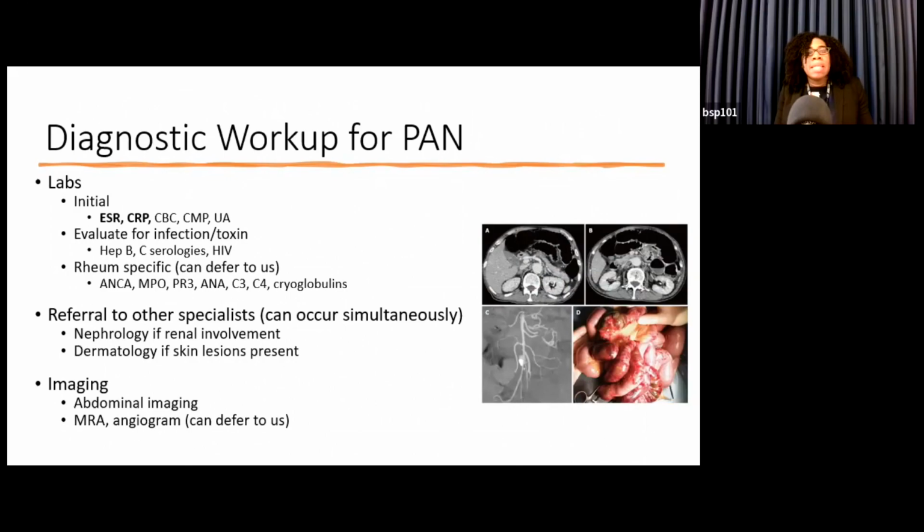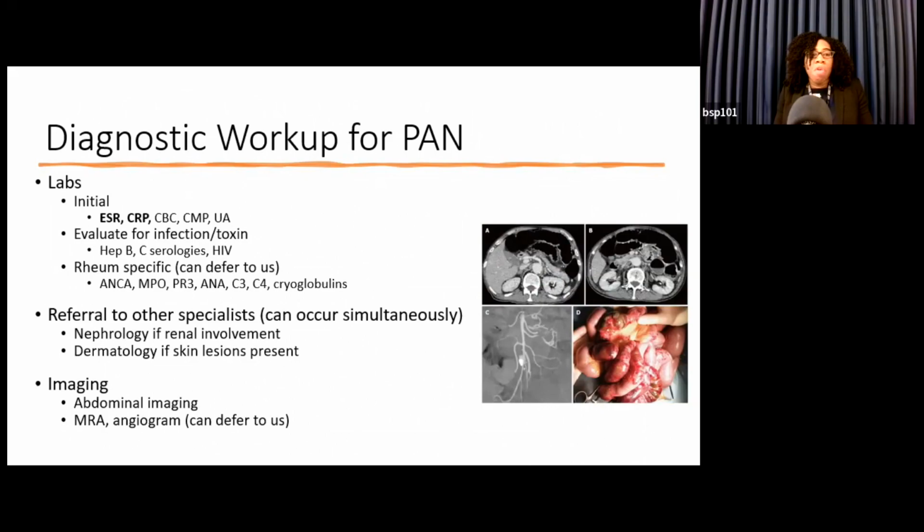But because PAN does not have a particular autoantibody like the other ANCA vasculitides do, we still check those to make sure we're not missing something or we have an overlap between two things. And because there can be kidney involvement, referral to nephrology will be helpful.